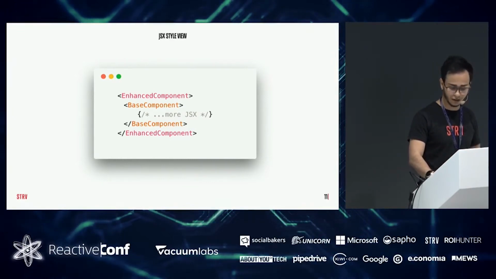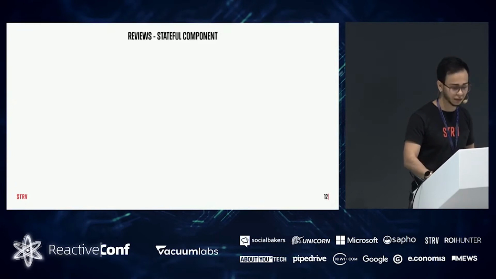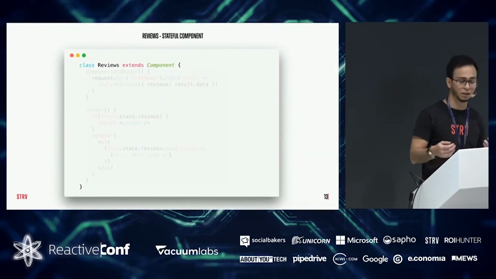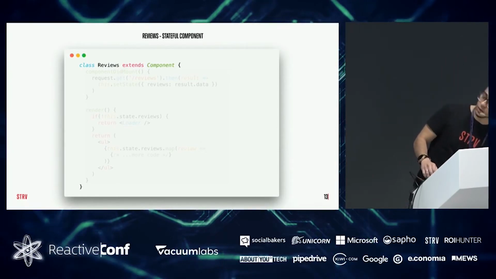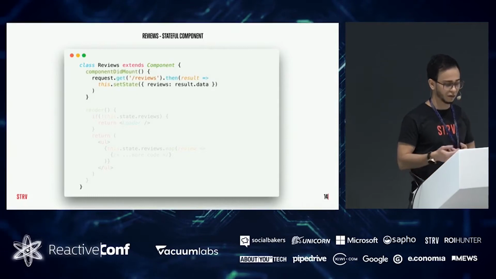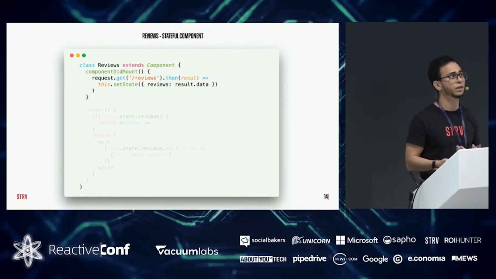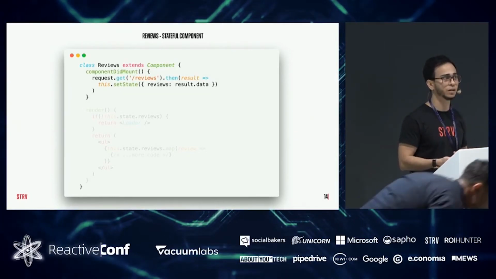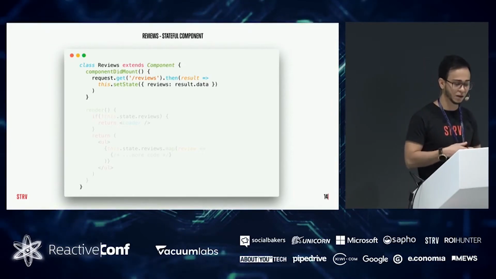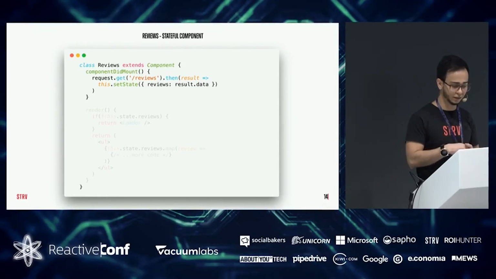So now let's take a look at a practical example. Let's assume we have a reviews class-based component that looks like this. I hope it's big enough. What it's doing is, on component did mount, it's going to fetch some data from the server, and then when this data comes back, we're going to map it to our state.